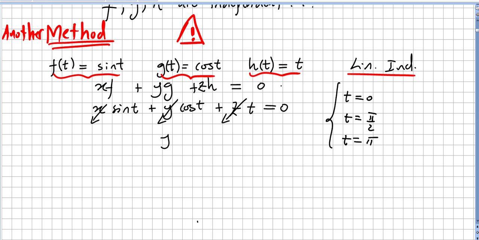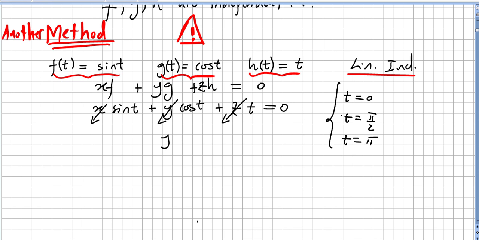The idea obviously is still the same, right? So we have to see if there is a way of this being 0 without x being 0, y being 0, and z being 0.